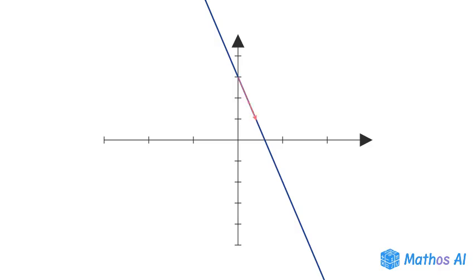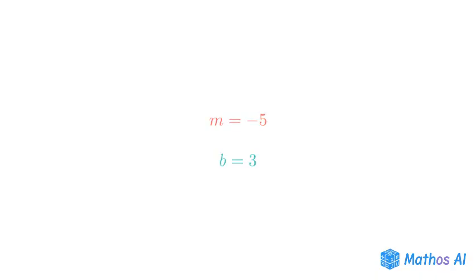Now the slope, m, tells us how steep the line is. It's the rise over run. For our line, the slope is -5. This means for every step we move to the right, we go down 5 steps. So we've identified our ingredients, a slope of -5 and a y-intercept of 3.